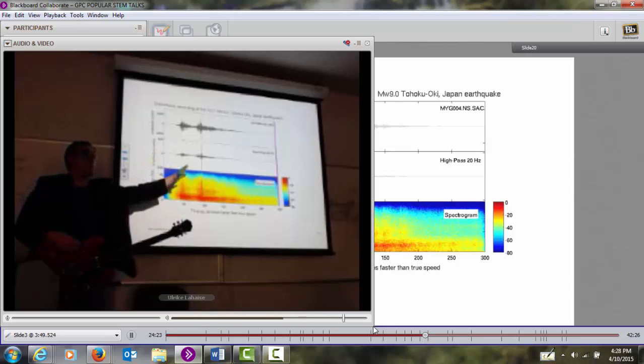And the third bundle is all of your surface waves. So those are red. Those are the slowest, actually. The most destructive waves are actually the slowest.